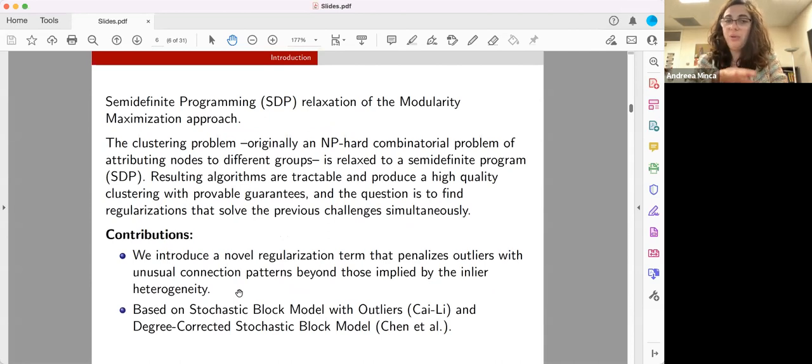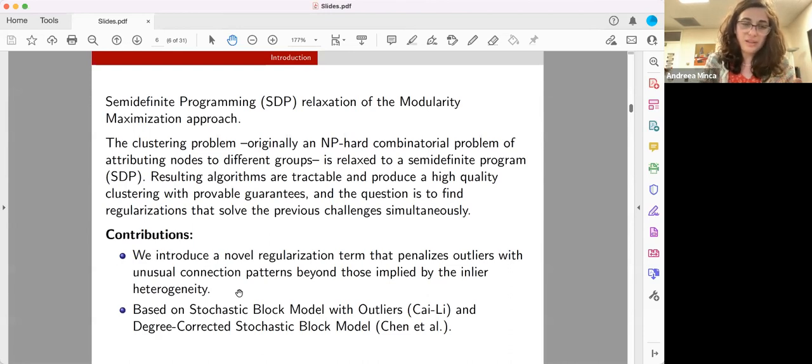Now the clustering problem itself is an NP-hard combinatorial problem where you are trying to assign a group to each node in the network, and of course this is NP-hard. In general, you have to search over all possible such attribution schemes. Now this is going to be relaxed to a semi-definite program that is going to have tractable algorithms. And of course, once you have this, what you want to do is guarantee the quality of the clustering, giving certain conditions on the tuning parameters for the recovery of the true clusters.